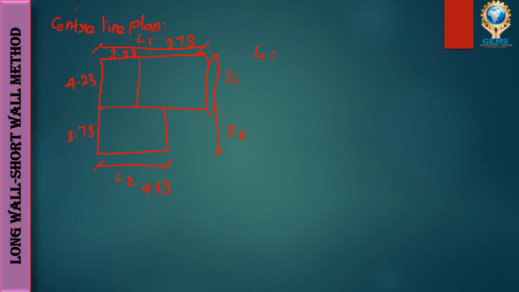Okay, so L1. L1 means we will just add. L1 means from the left to the right. So what are the dimensions there? 3.23 plus 3.73. So what will we get? 6.96. There are two sides, right? So n equal to 2. Then for L2, okay. So L2, what are the dimensions? 4.23.